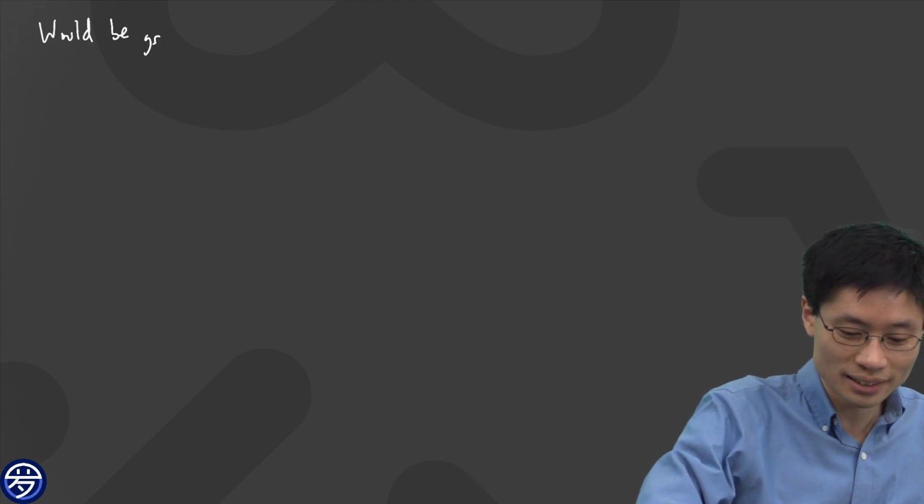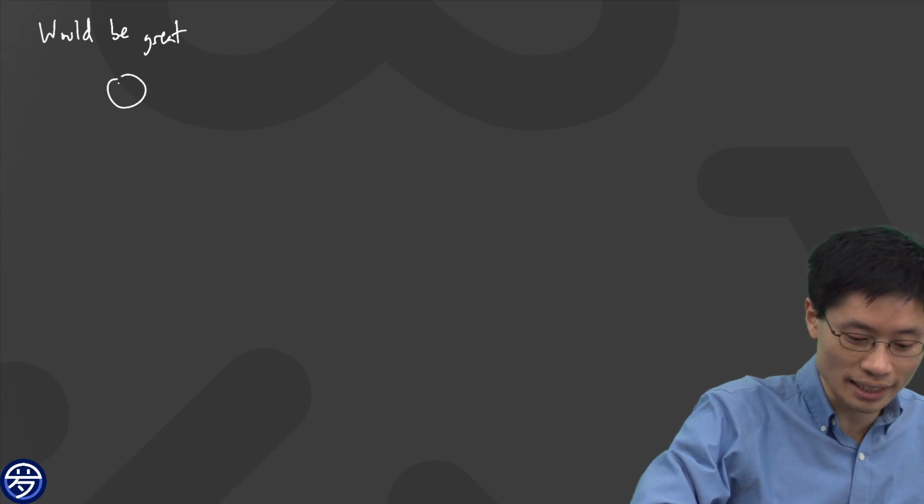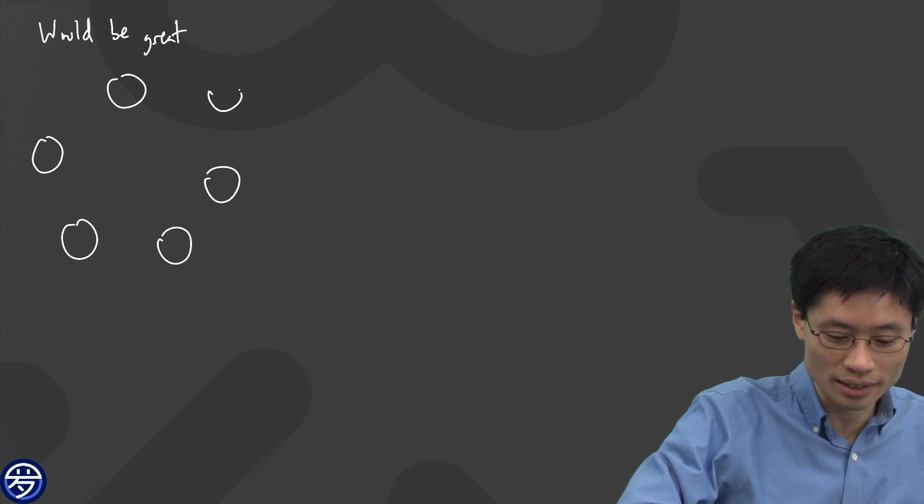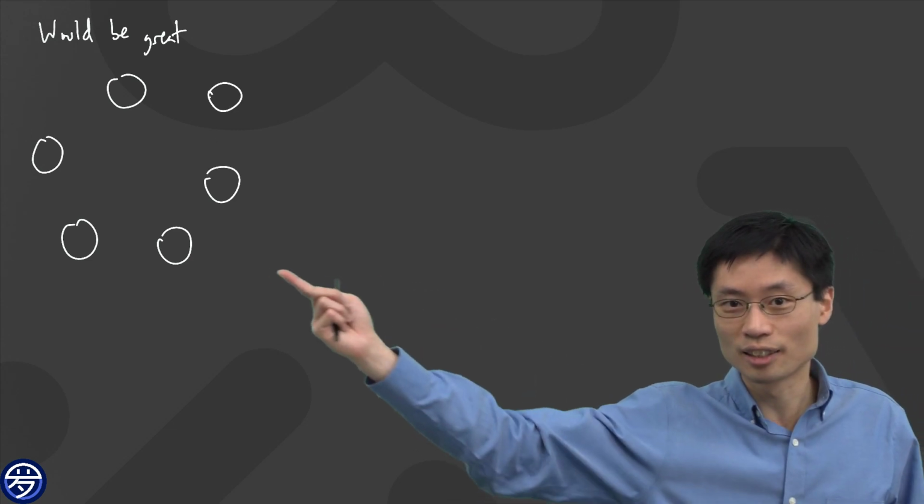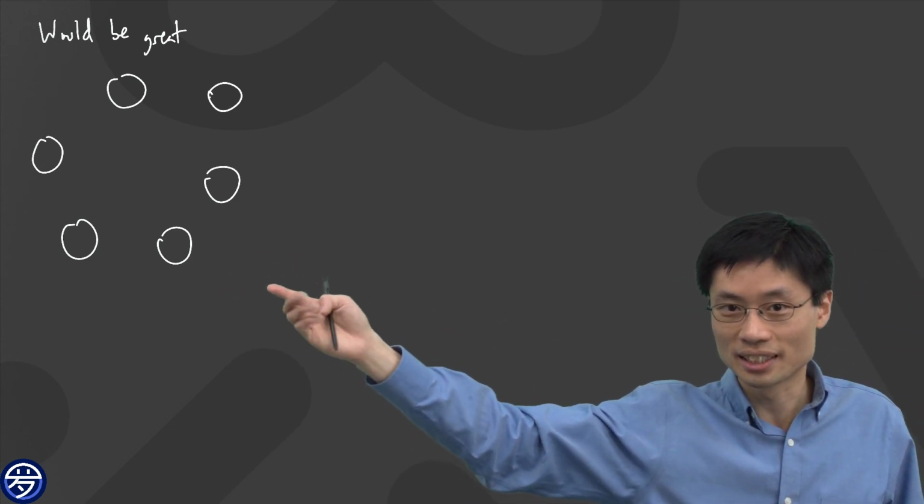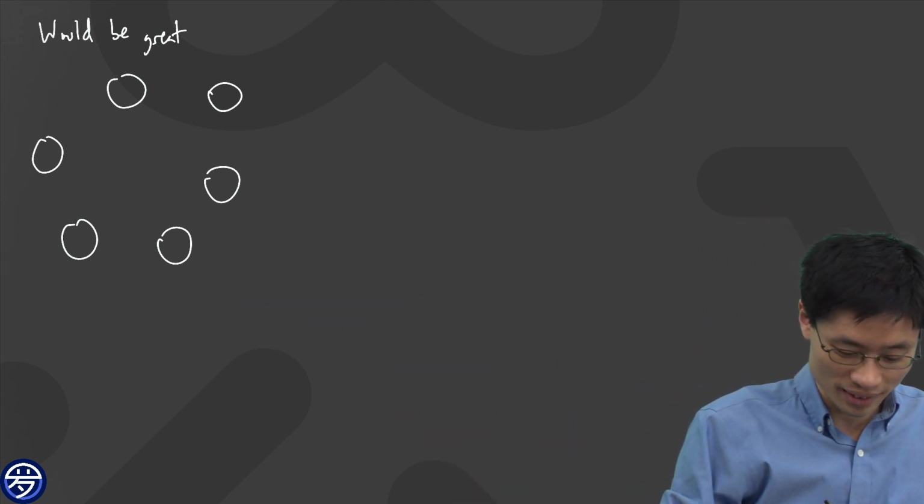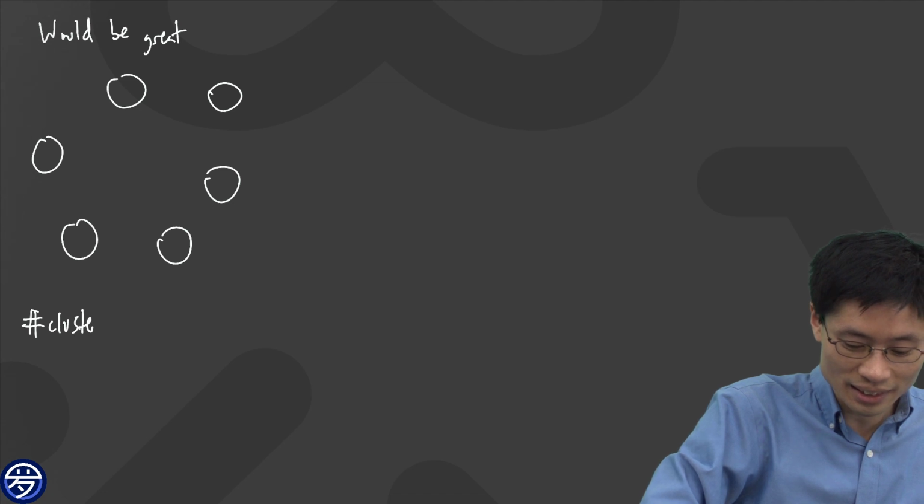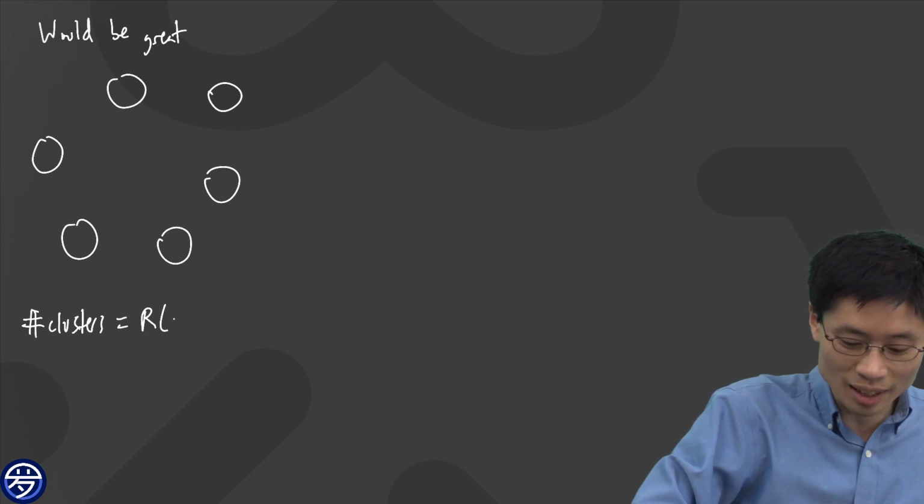Here's something else that would be great to get. Would be great if I could at least get something like this, which is now much bigger. It's not K6. In fact, the number of clusters here is another Ramsey number. It's the Ramsey number of delta plus 1, delta plus 1.